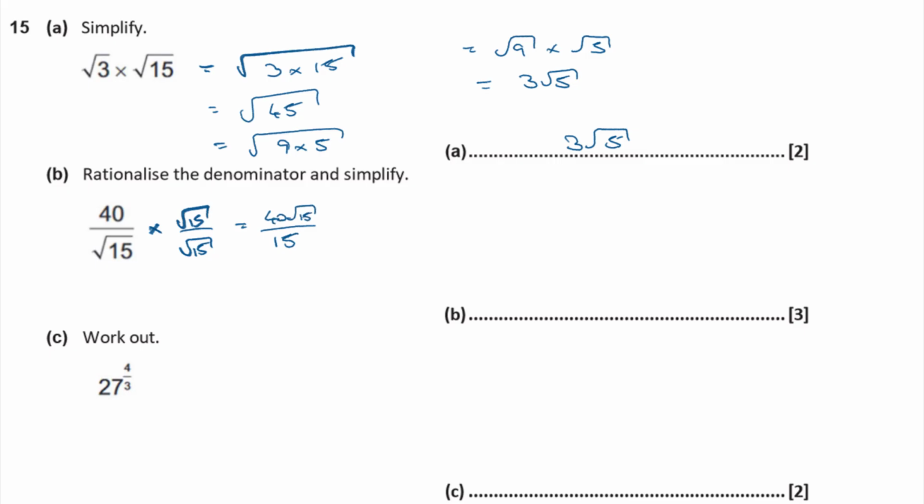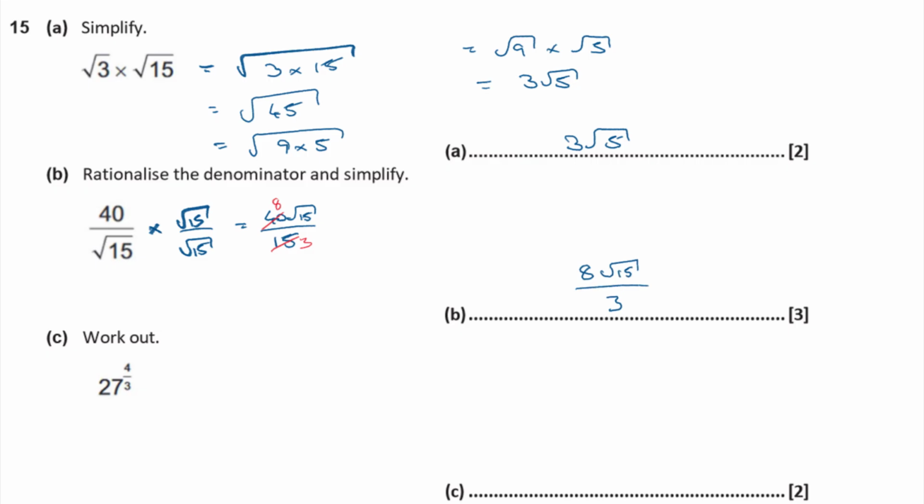Okay? Now, can I simplify that at all? Well, I suppose 40 and 15 both divide by 5, so that's 8 and 3. That makes it a little bit simpler. Can I do anything else? No, I don't think 15 has any factors that I can pull out that are square numbers. So I think that's all we're going to get. So I'm going to get 8 root 15 over 3.